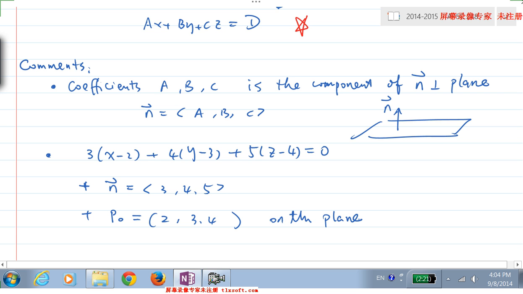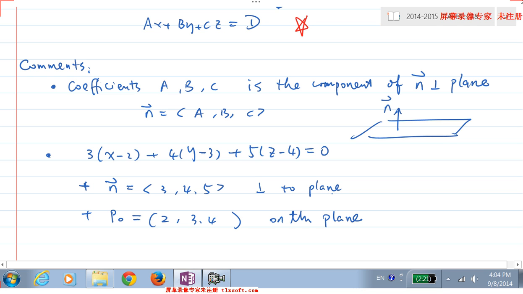It's on the plane, and the vector is perpendicular to the plane. That's the information, and you will very likely use it to further solve the given question.